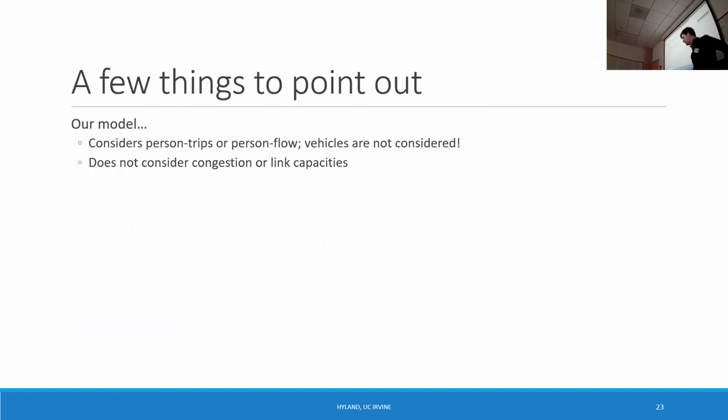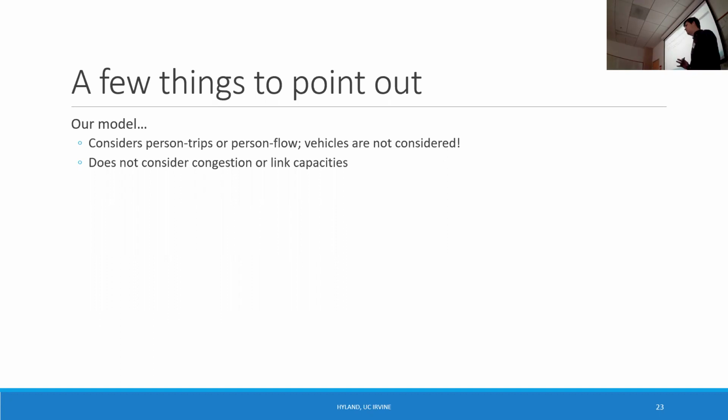Okay, a few things to point out. I've given this talk probably 3 or 4 times now, and I get the same set of questions in the middle and at the end. We're only talking about person trips right now. So there's no notion of vehicles in this formulation. Okay, so we're not talking about transit. We're not talking about personal vehicles. We're not talking about ride sharing. We're just talking about people.